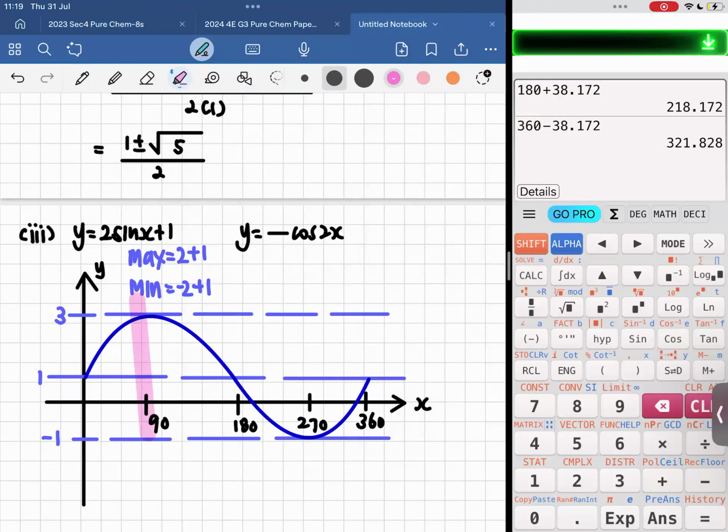Touch at where? Touch at 90. This one must be at 180. This one must be 270. This one must be 360. Once you are done, please label: y equals 2 sine x plus 1.